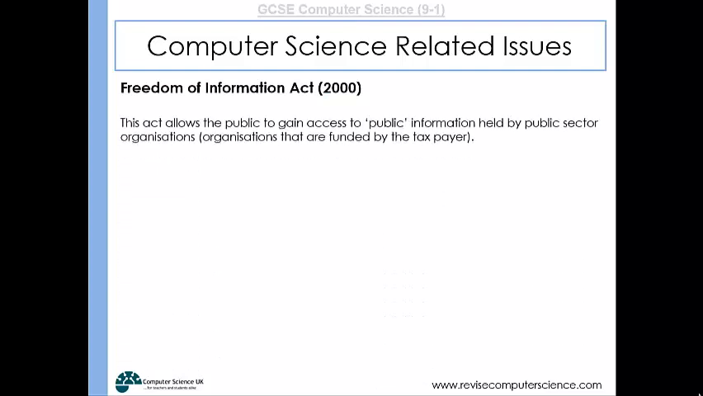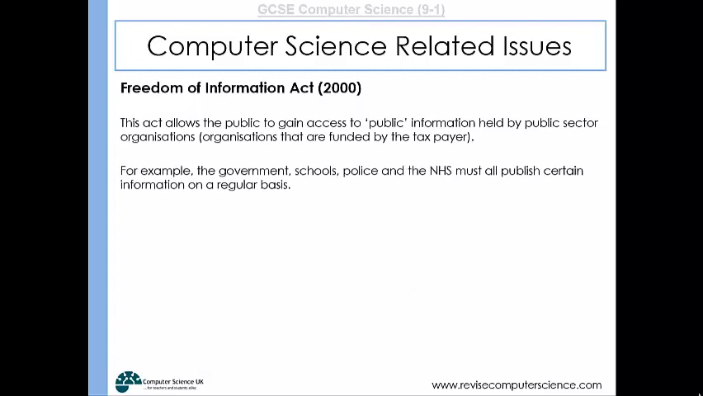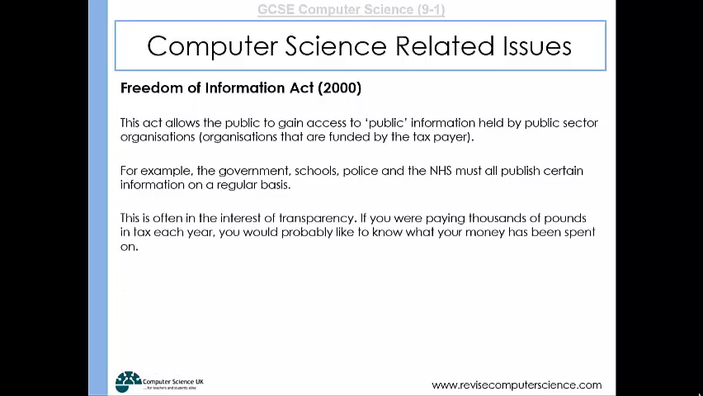Freedom of Information Act. So this allows the public to gain access to public information held by public sector organisations. So basically organisations that are funded by the taxpayer. So the government, schools, the police, the NHS must all publish certain information on a regular basis. And it's in the interest of transparency. You know, we are paying thousands of pounds in tax every year, so therefore we want to know what our money's been spent on. And this is a way of ensuring that public sector companies cannot hide that information from the general public.